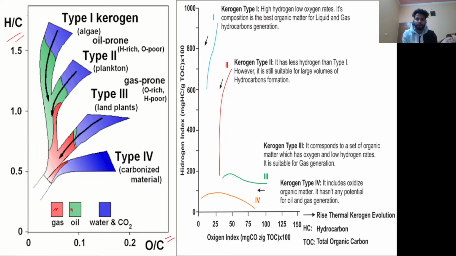Type 1 kerogen has high hydrogen, low oxygen ratios. Its composition is the best organic matter for liquid and gas hydrocarbon generation, as we talked about earlier. Similarly, type 2 is suitable for large volumes of hydrocarbon formation. Type 3 is suitable for gas generation, whereas type 4 hasn't any potential for oil and gas generation.